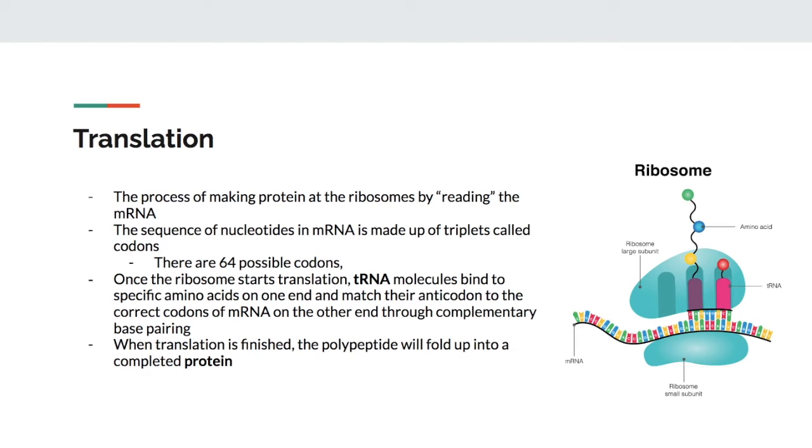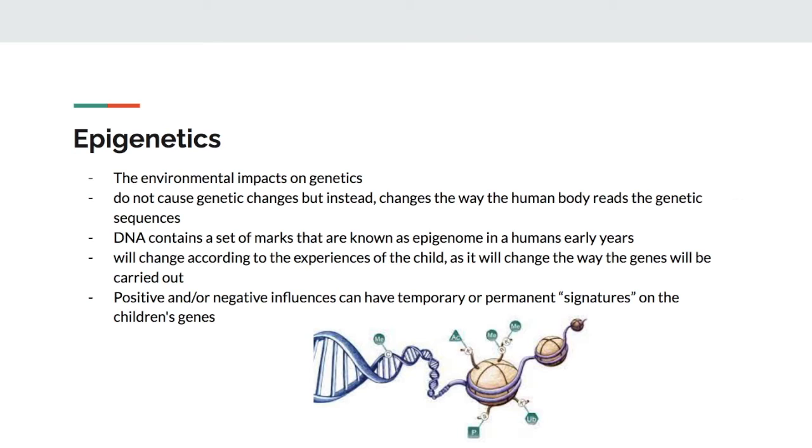Once the ribosome starts translation, transfer RNA or tRNA molecules bind to specific amino acids on one end and match their anticodon to the correct codons of mRNA on the other end through complementary base pairing. Based on the information coded in the mRNA in the form of codons, each amino acid gets added to a growing chain called a polypeptide. When translation is finished, the polypeptide will fold up into a completed protein.